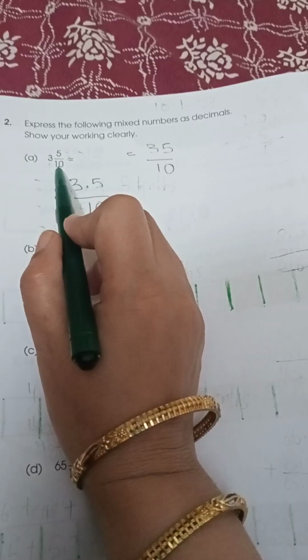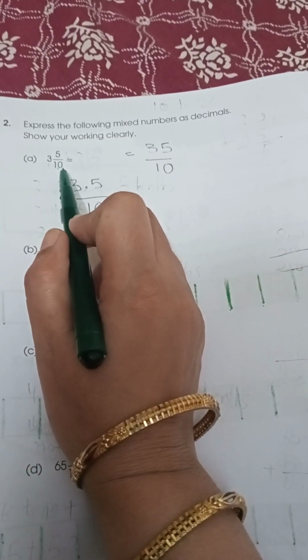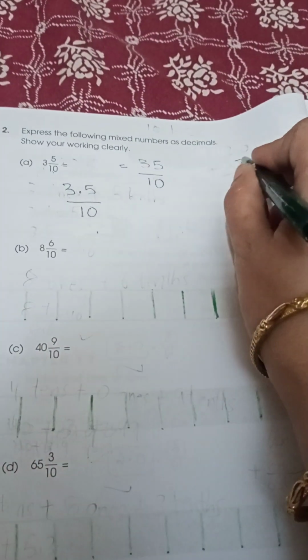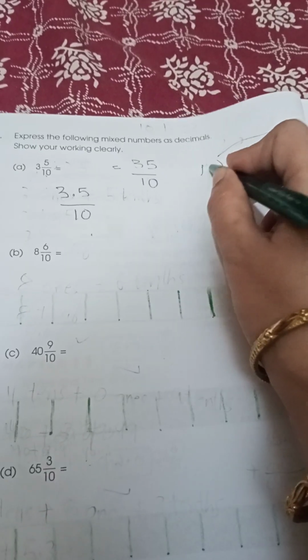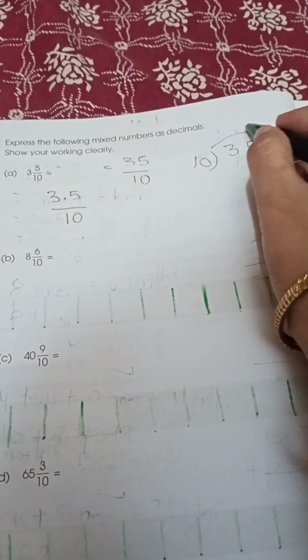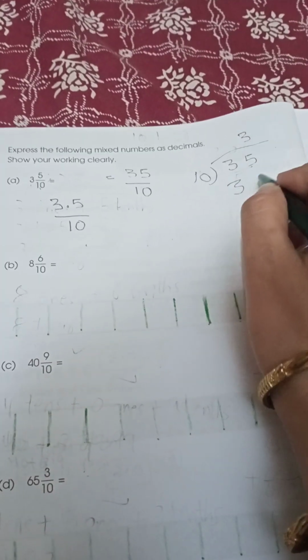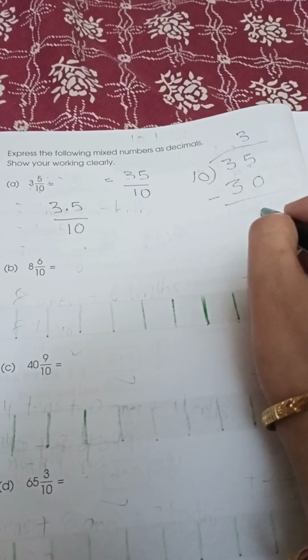First of all, we multiply these two numbers. 3 tens are 30, and in the product, that means 30 plus 5 equals 35 upon 10. Then at the working side, we divide 35 by 10. How many times can we divide it? 3 times. 10 threes are 30, and now we have 5.